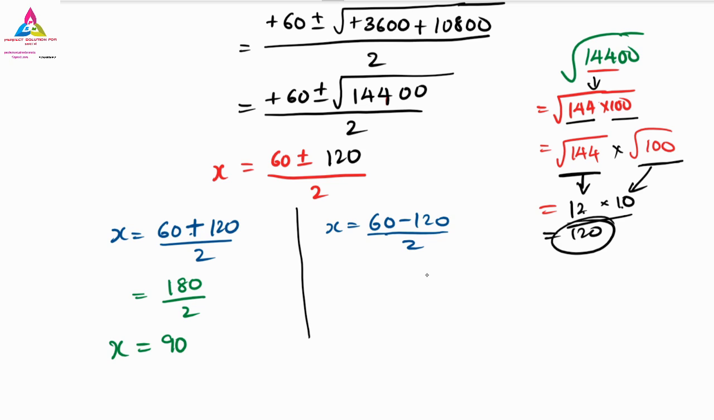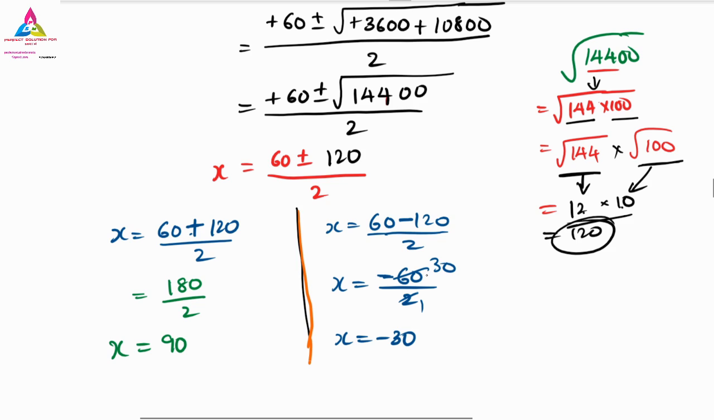So that also we will find: x is equal to 60 minus 120, which is minus 60. The greatest number is 120, so minus sign, and 120 minus 60 is 60, so minus 60 divided by 2. So what will happen? 2 ones are 2, 30s are 30, but we have a negative symbol, so the x value will become minus 30. So which one is the correct answer? Whether x is equal to 90 is correct or x is equal to minus 30 is correct.